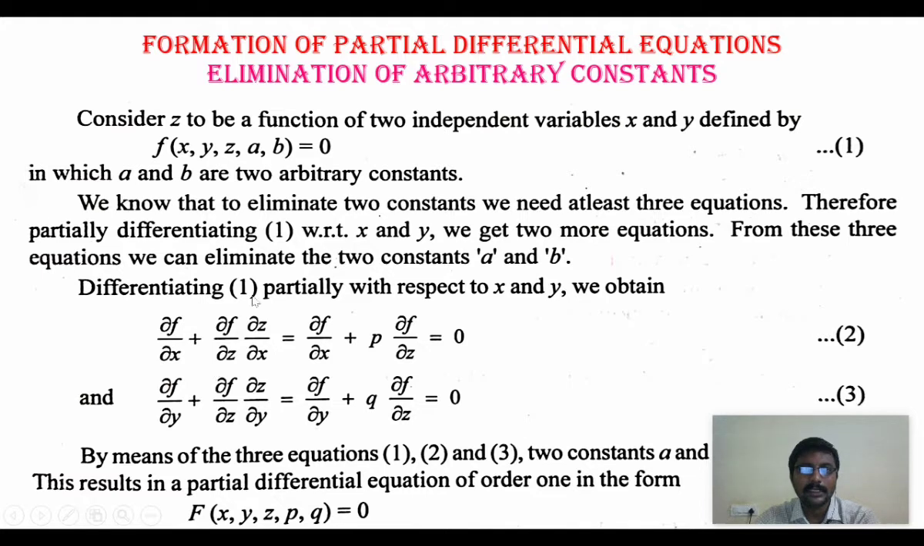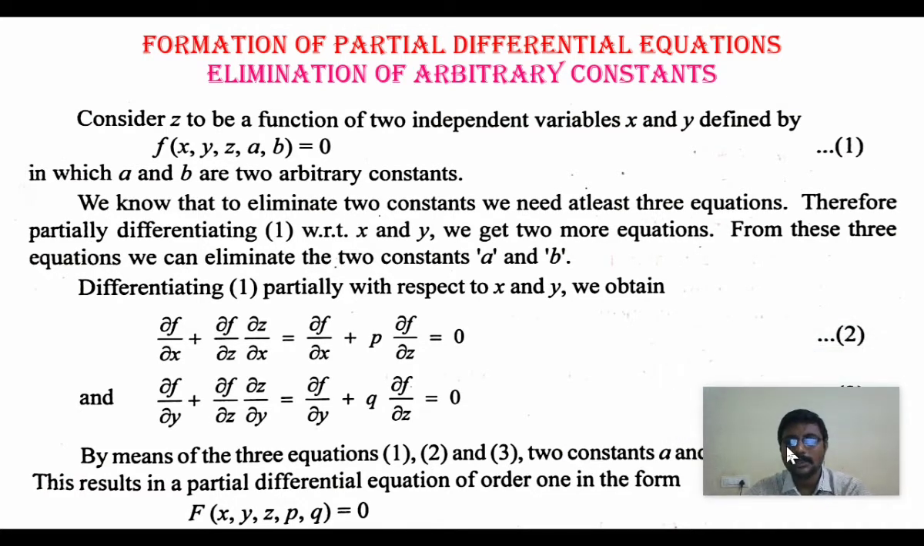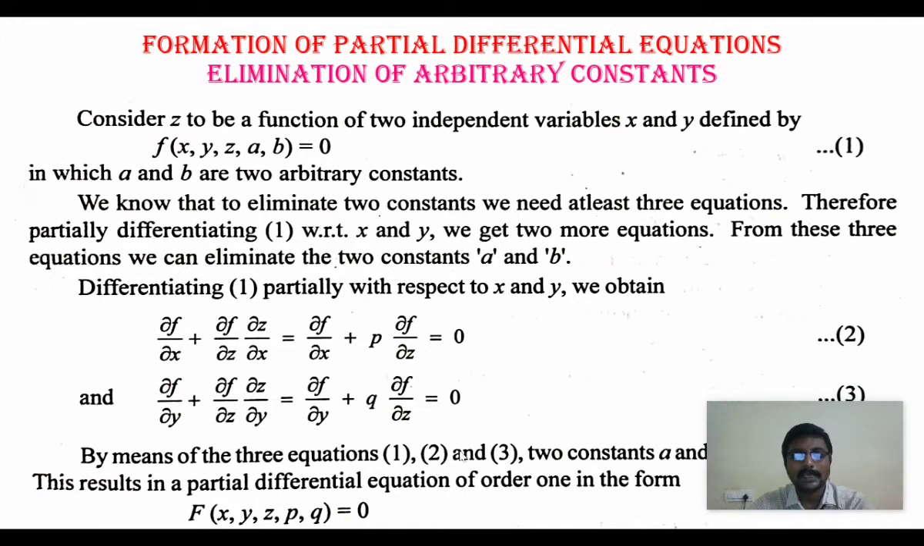Similarly, differentiating equation 1 partially with respect to y, dou z by dou y is q. Don't forget the notation for partial derivatives: p is dou z by dou x and q is dou z by dou y. Here the derivative is obtained by using the chain rule and total derivative. So equations 1, 2, 3 contain two constants a and b, which can be easily eliminated. This results in the partial differential equation of first order in the form f of x, y, z, p, q equal to 0. Clearly the last obtained equation is free from a, b.